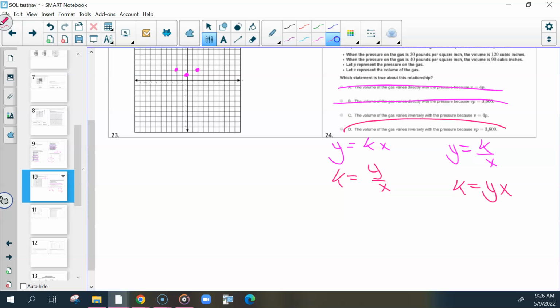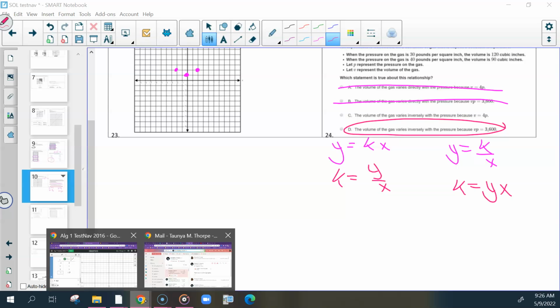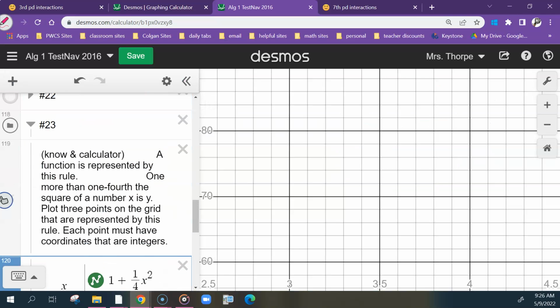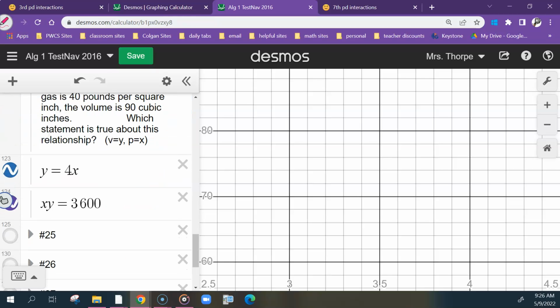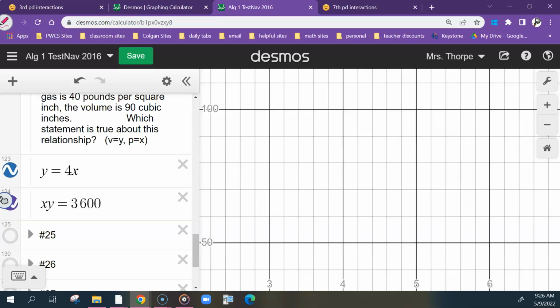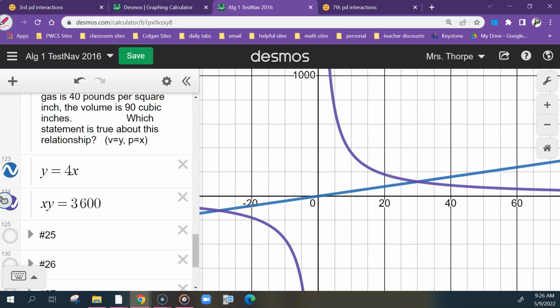And if we weren't sure, we could put these both in, like y equals, you'd have to change these variables to x and y because you can't graph the v and the v. But if I put y equals 4x and y times x equals 3600 in Desmos, you'd be able to see which one is a direct, which one is an inverse. So the blue would be a direct, because it's a line that goes through 0, 0. The purple is an inverse because it does the curve.